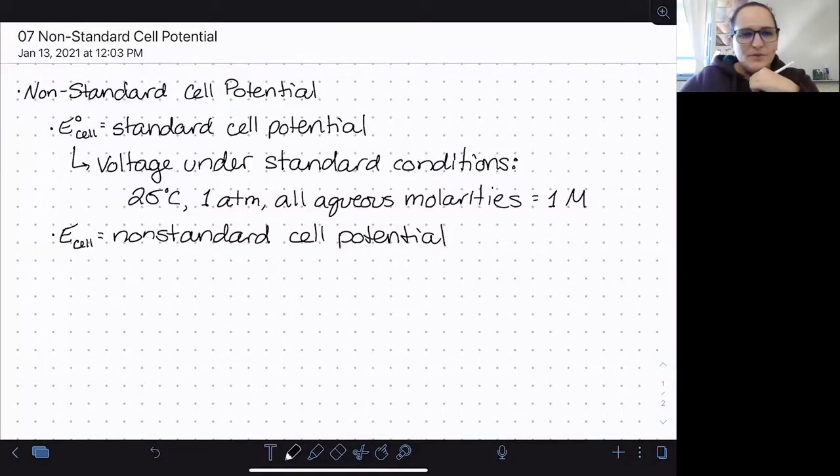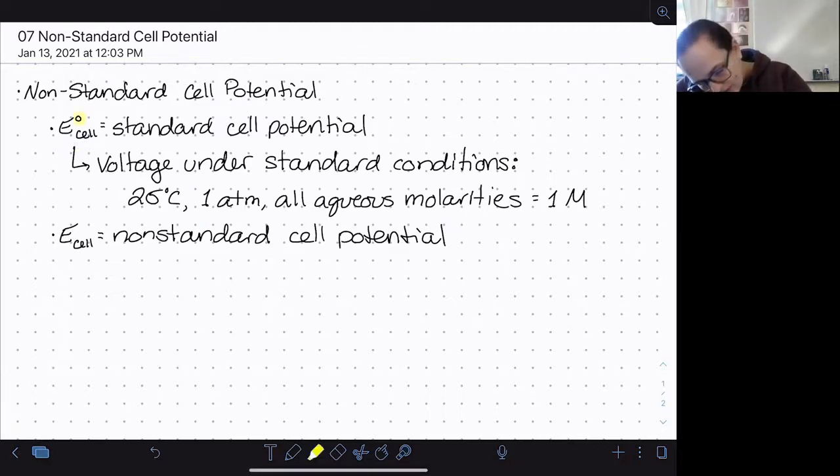So up to this point, we've been calculating cell potentials always under standard conditions. And in this video, we're going to look at how we can qualitatively assess the cell potential under non-standard conditions. So reminder that the cell potential under standard conditions is E naught cell.